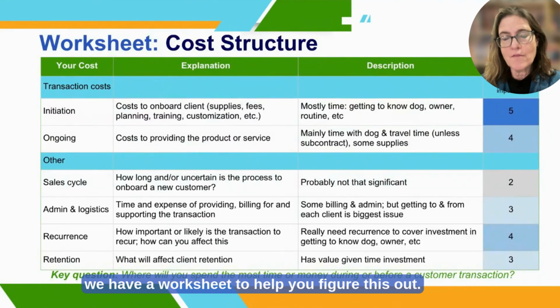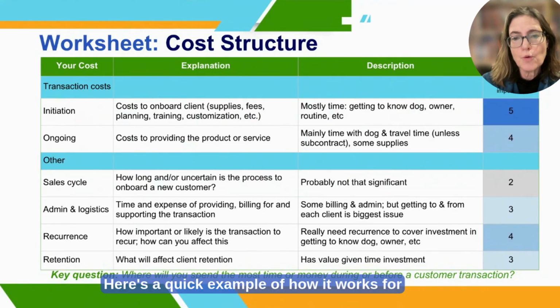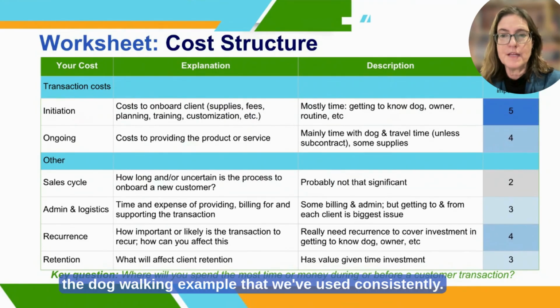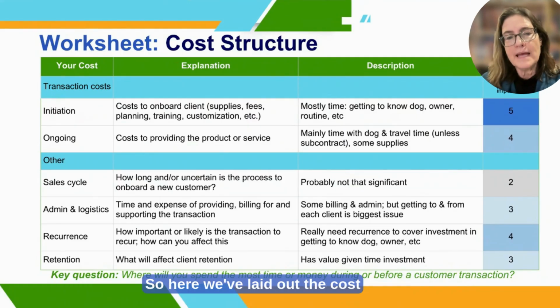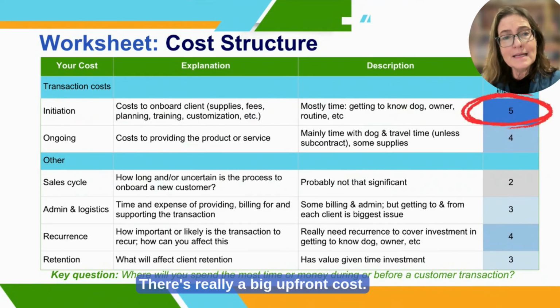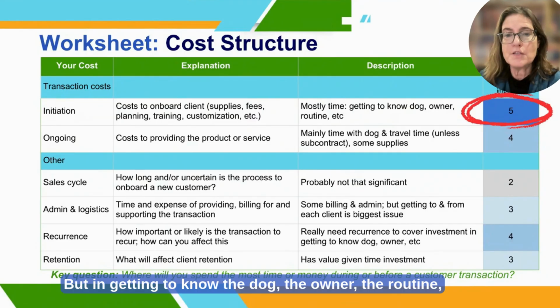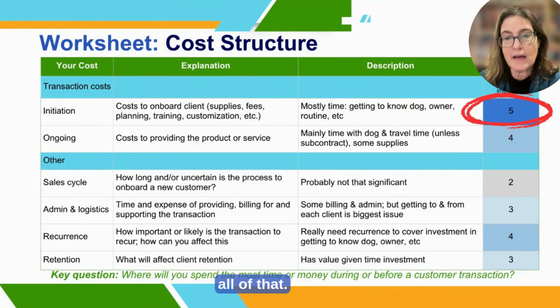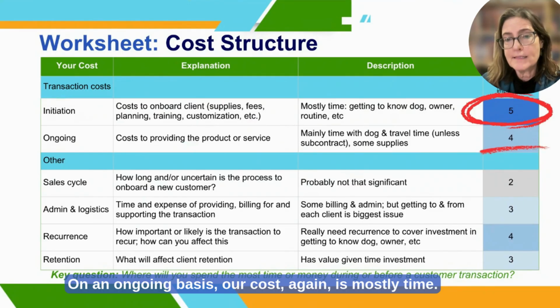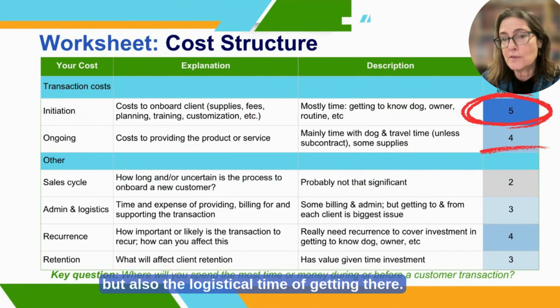As we mentioned, we have a worksheet to help you figure this out. It's on our website. Here's a quick example of how it works for the dog walking example that we've used consistently. So here we've laid out the cost to us of providing the service. There's really a big upfront cost, not in terms of out of pocket. We don't need much in terms of supplies, but in getting to know the dog, the owner, the routine, all of that. On an ongoing basis, our cost again is mostly time that we spend walking the dog, but also the logistical time of getting there.